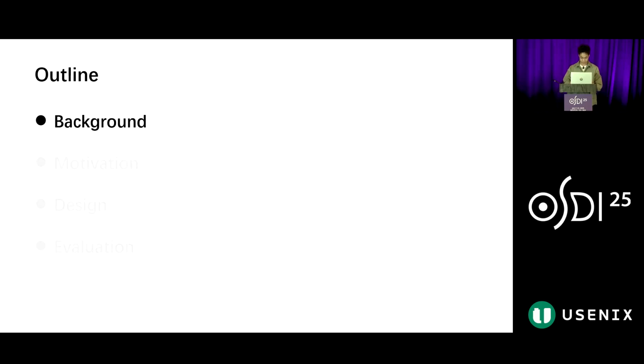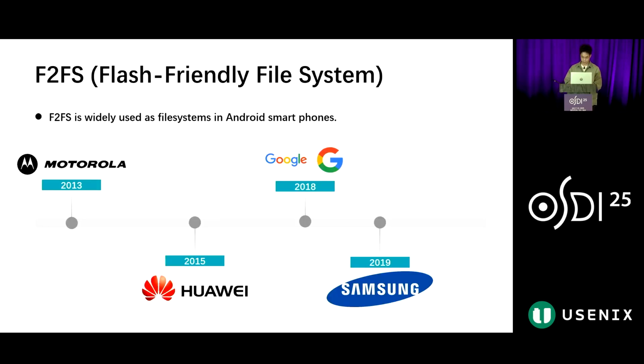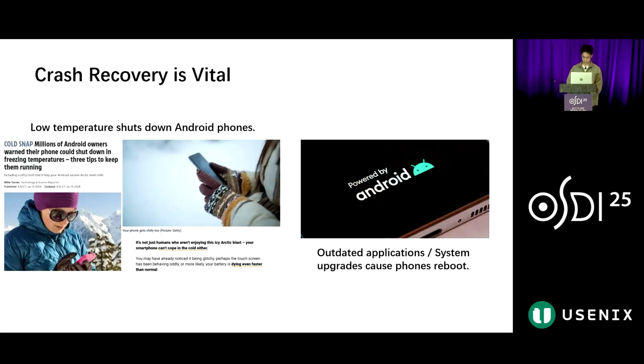So for the backgrounds, as you can see, F2FS is widely used by Android smartphone manufacturers. Despite the battery power in our smartphones, crashes are everywhere. For example, low temperature can shut down Android phones, and outdated applications and system upgrades can cause the phone to reboot. So crash recovery is very vital.